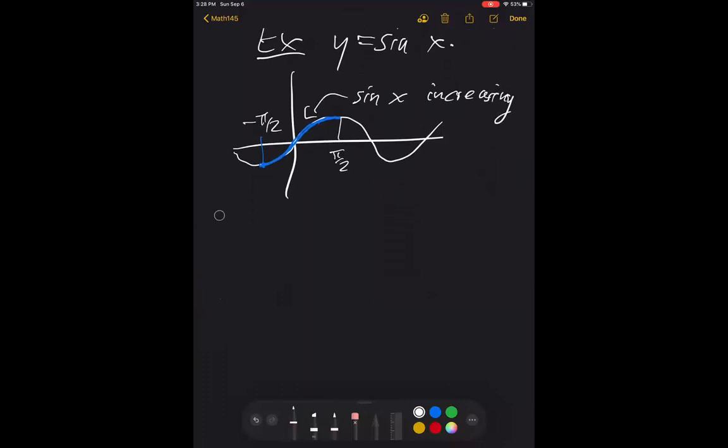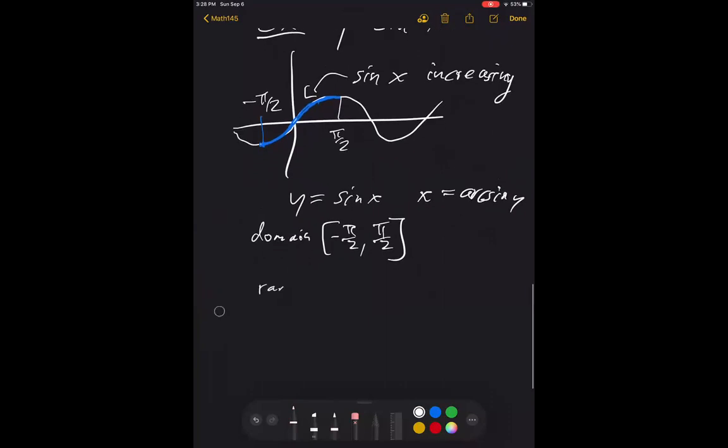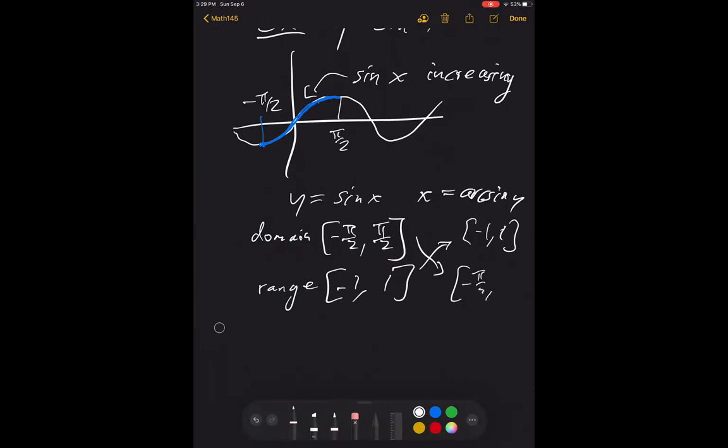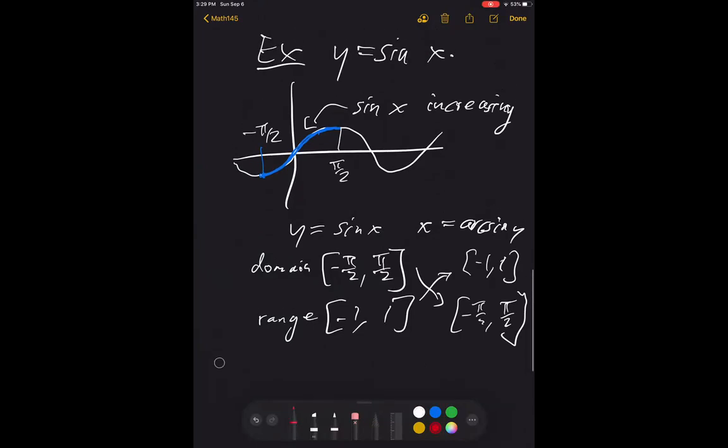And so, in brief, y is sine x leads to x is arc sine of y, and the domain that we're talking about, negative pi over 2 to positive pi over 2, the range is from negative 1 to 1, and it's switched to a domain from negative 1 to 1, and range from negative pi over 2 to positive pi over 2 for the arcsine. And if I just want to sketch that, it's going to go somewhat like this.